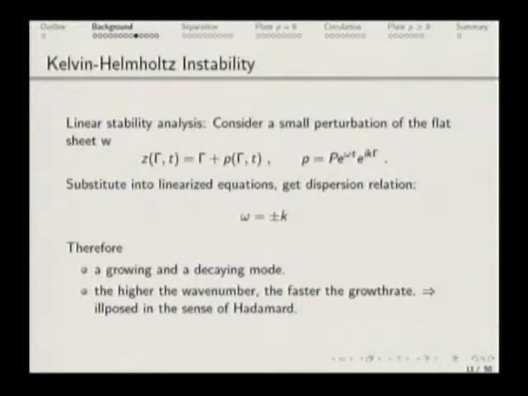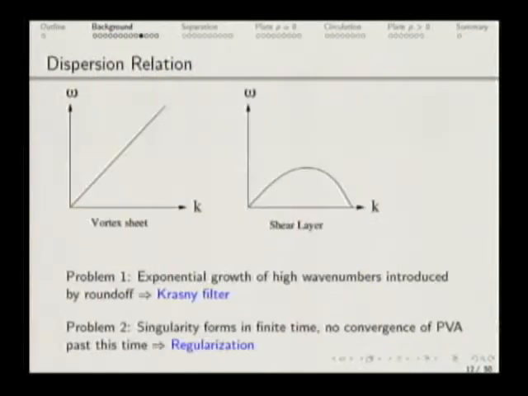That means that for any wave number, you have a growing and decaying mode. But more importantly, the higher the wave number is, so the shorter your wave is, the faster the growth rate. And that's the definition of being ill-posed in the sense of Hadamard. And that's actually what causes you numerical problems as well, so there's two problems.